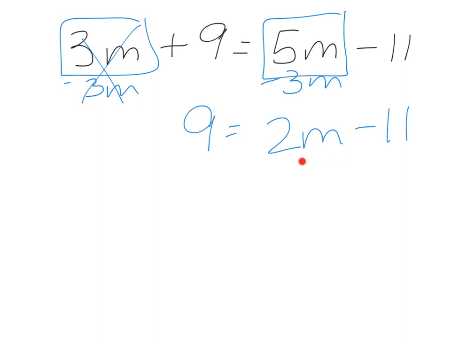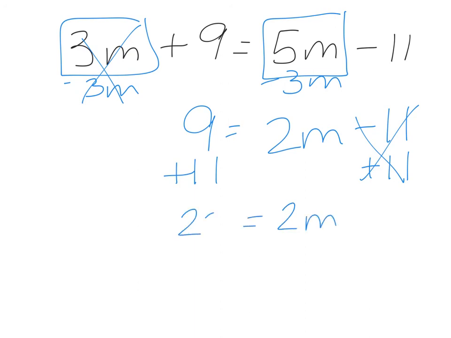This time my m is over here, so I want to get rid of this 11 that's with it. So the opposite of subtracting is adding 11. So I'm going to add 11 to both sides. These will disappear. I'll have 2m left over here, and I'll have 20 over here. Again, my m is over here, so 2 times what equals 20. This is multiplying. So to undo, I'm going to divide to get my 1m. Divide by 2. 1m is going to be worth 10.